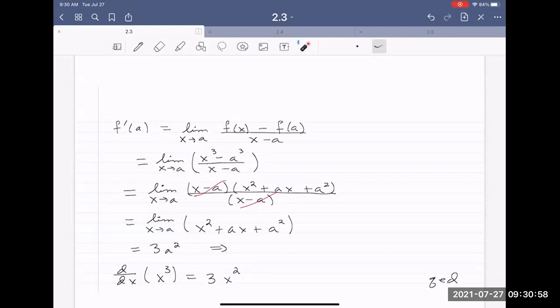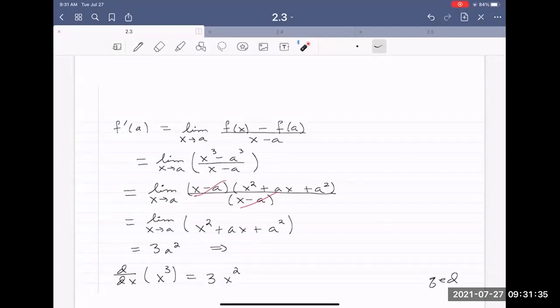Any questions about that? How are you able to get 3a squared from the function above? You will need to repeat your question because you faded out. How were you able to get 3a squared from the function above? Replace every x by a. X is approaching a. So replace each of these x's by a. Got it. Thank you. Okay.